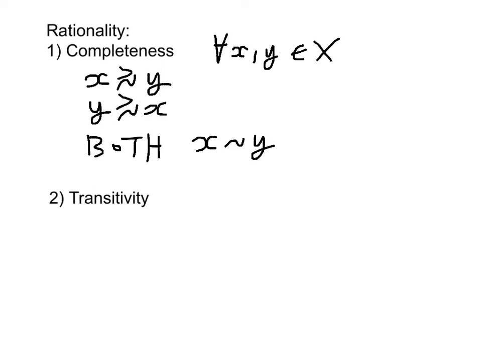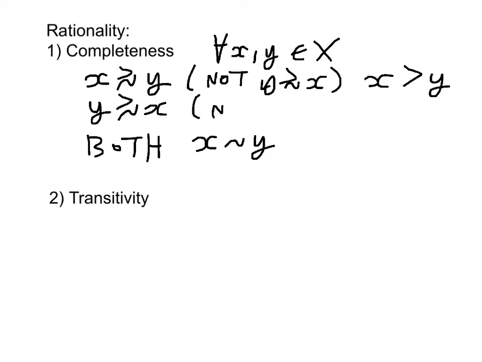Now you'll note here that if we only have x at least as good as y, but we don't have both, so we don't have y at least as good as x, then what we really have here is a strict preference relation. So we really have x strictly preferred to y, and the same is true here. If we have y at least as good as x, but not x at least as good as y, then we really have y preferred to x.